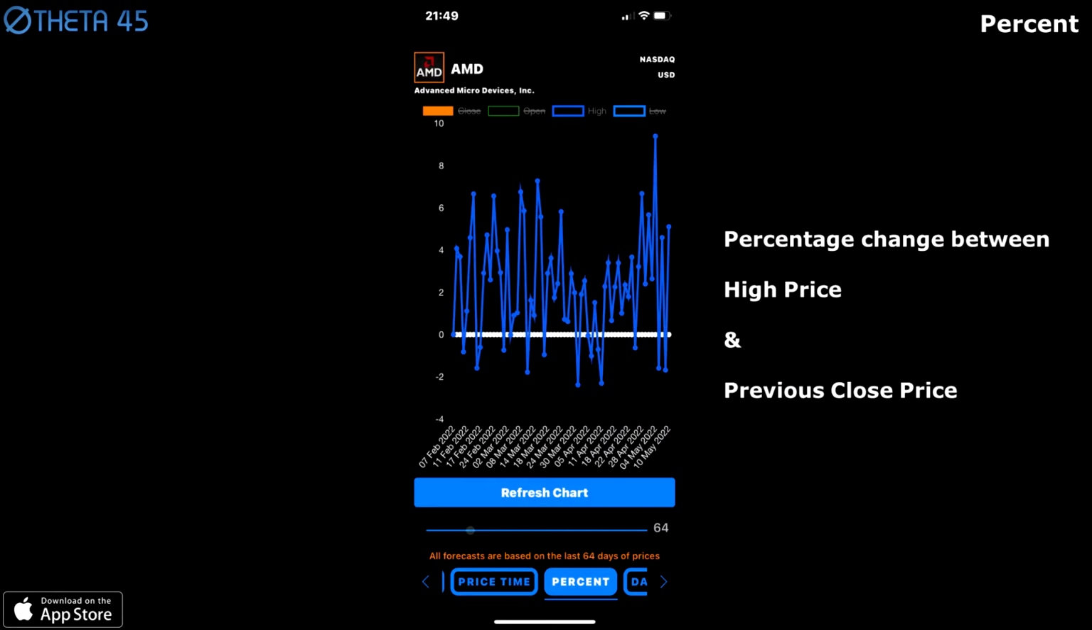If you keep your position overnight, you want to select a stock where the high price the next day is much greater than the previous close. For those traders with a large position target, volatility is your friend.